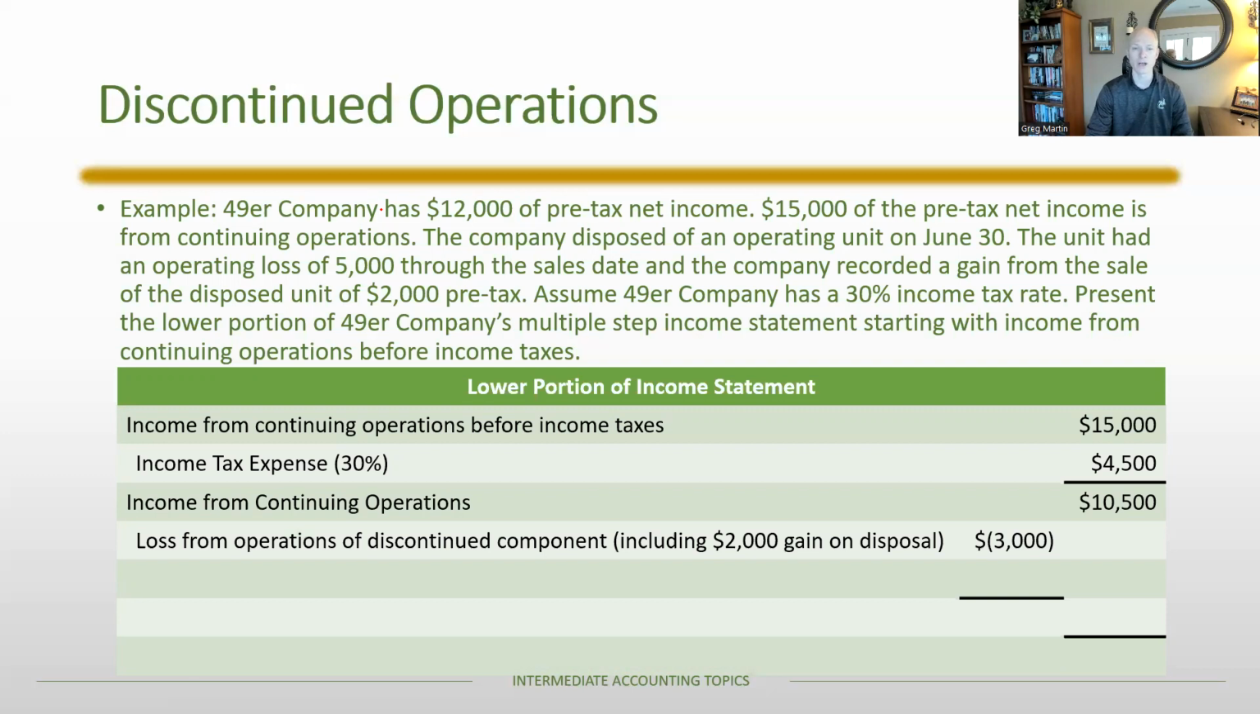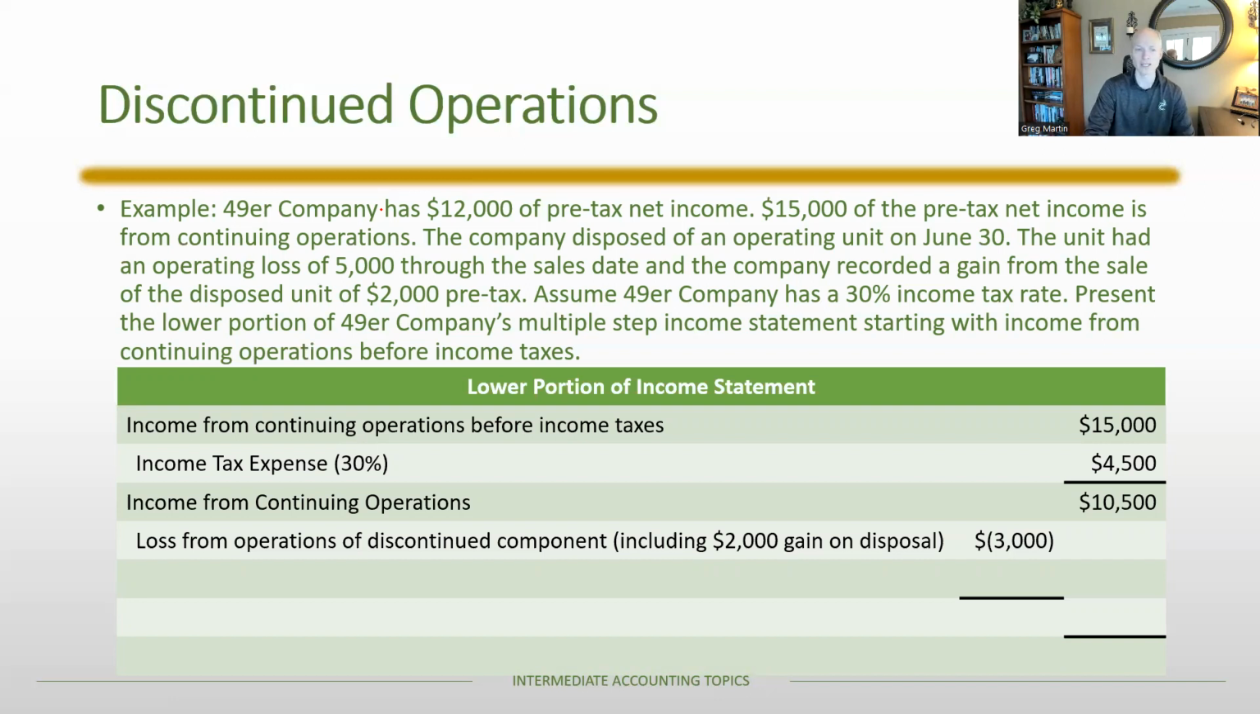And then our discontinued operations come after that. And so we do have a loss from operations of discontinued. So I kind of called them out separately. So this is the result of the operations. And so sort of the two pieces of this are going to be the net gain or loss, and then the tax impact. And so in this case, of course, we had the $5,000 loss, and then we had a $2,000 gain on sale. So the net loss was $3,000.